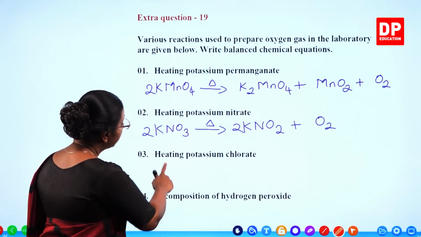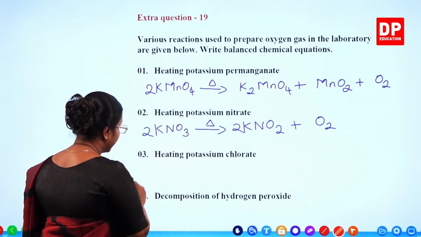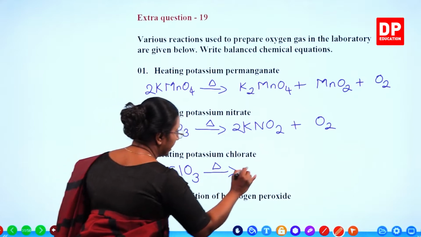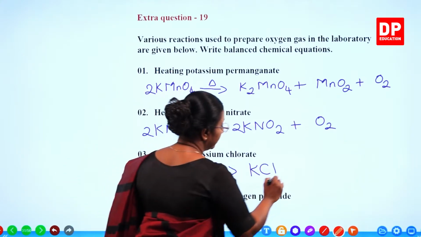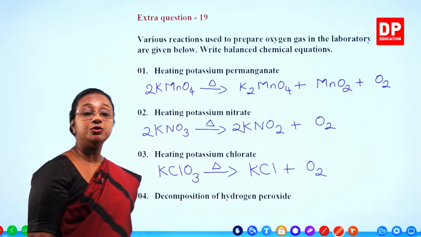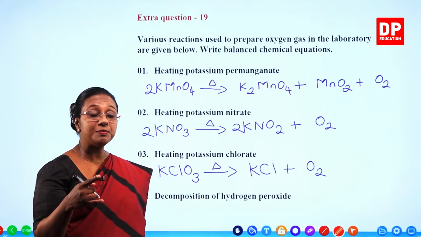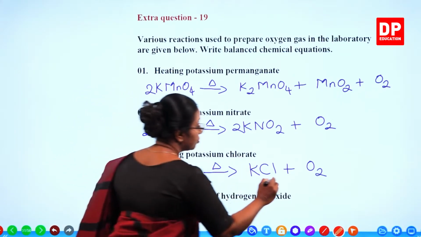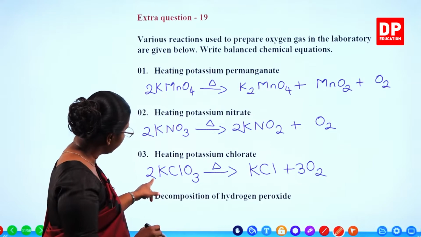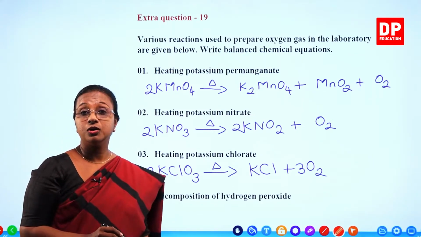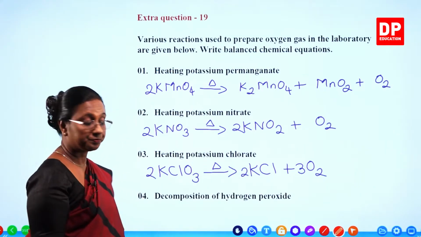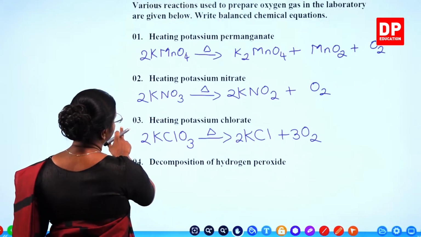Then here we have heating potassium chlorate. What is potassium chlorate? KClO3. So when you heat that, you get potassium chloride, KCl plus O2. Here you have 3 oxygens, here you have 2 oxygens. Again, least common multiple, we need to have 6 oxygen atoms. So we put a 3 there to get 6 and a 2 here to get 6. But now you can see 2 potassium, 1 and 2 chlorines. So to balance that, we put a 2 there as well. So then the next one.